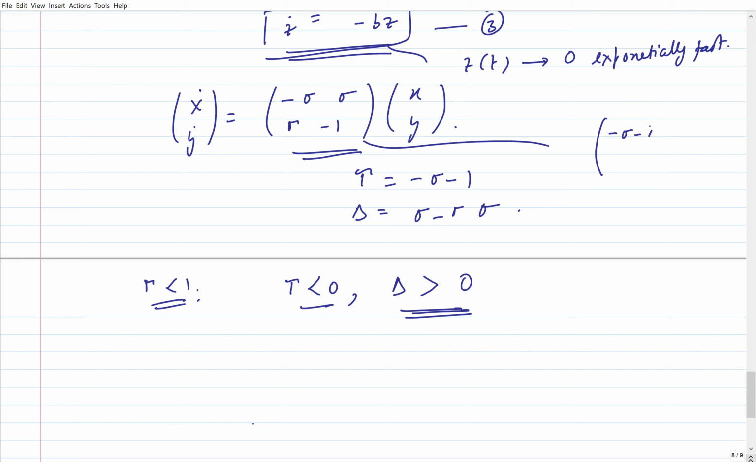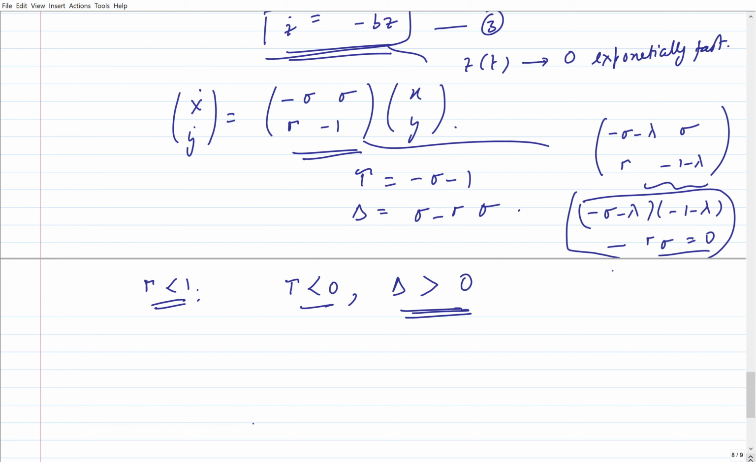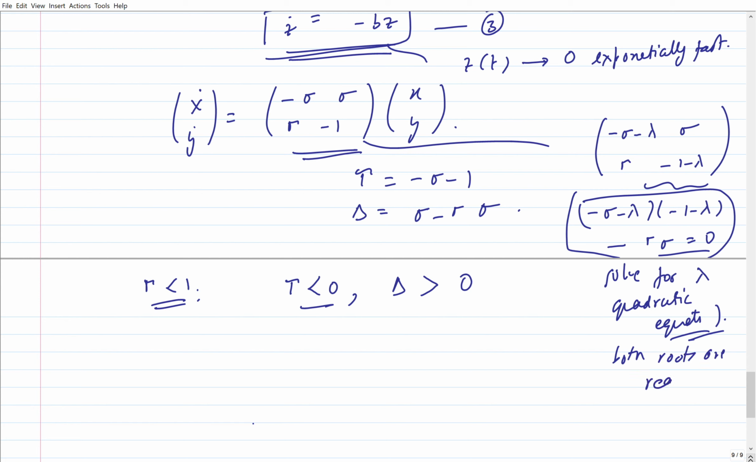If you calculate the eigenvalues, solving sigma minus lambda times minus 1 minus lambda minus r sigma, you solve the quadratic equation for lambda, and you can show that the roots are going to be real. So both roots are real. Given that this condition implies that both eigenvalues are negative, you have a stable fixed point.